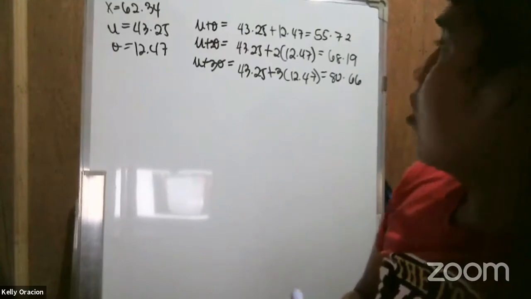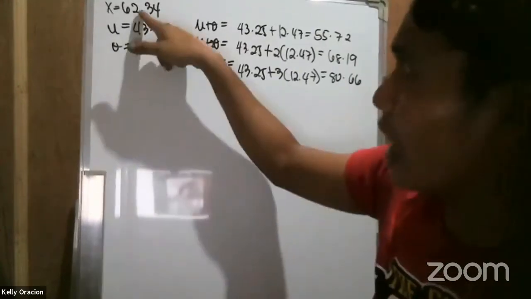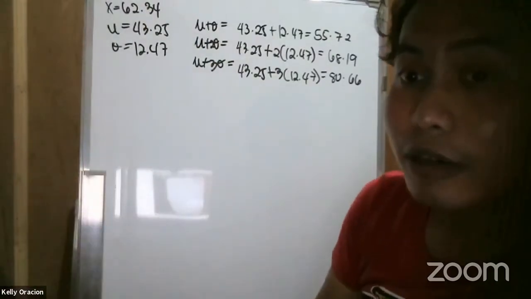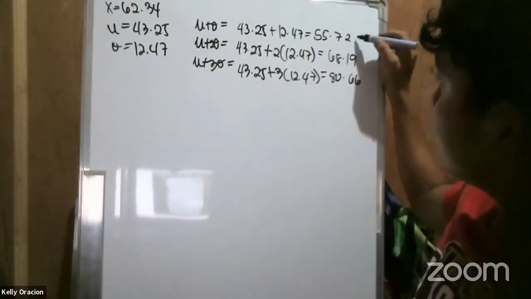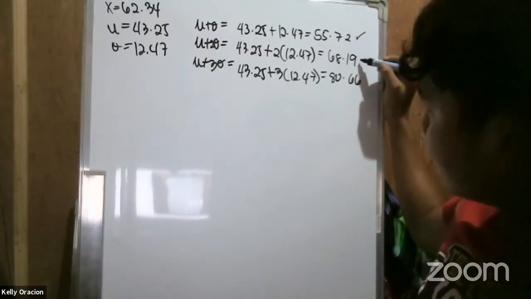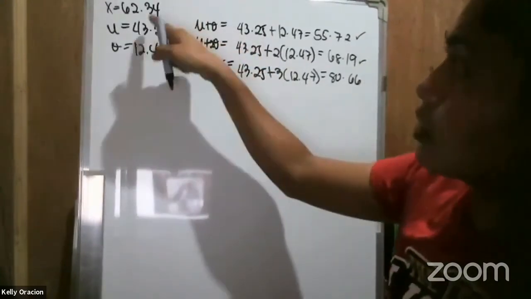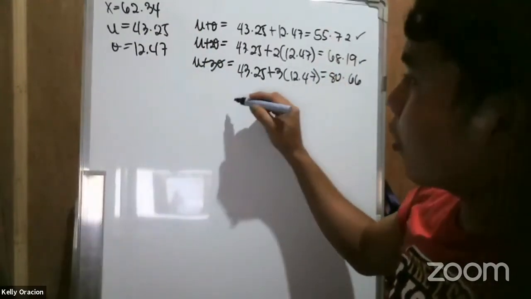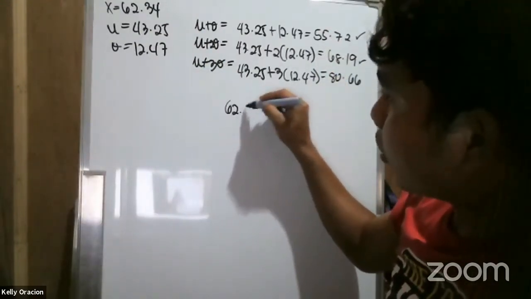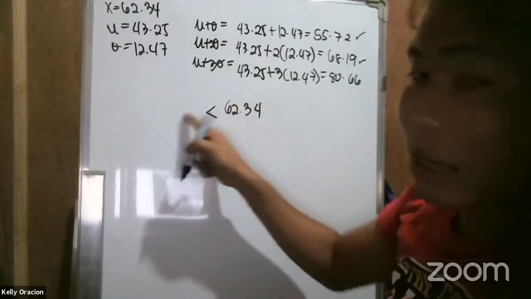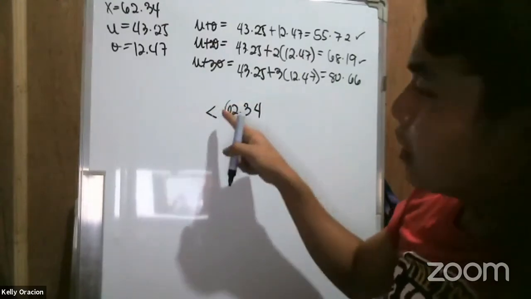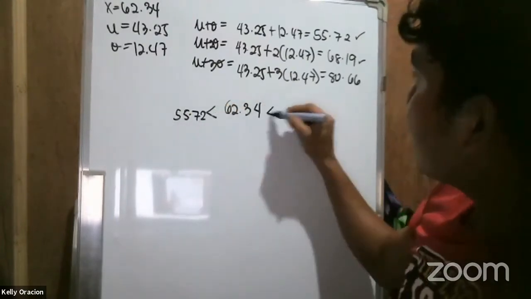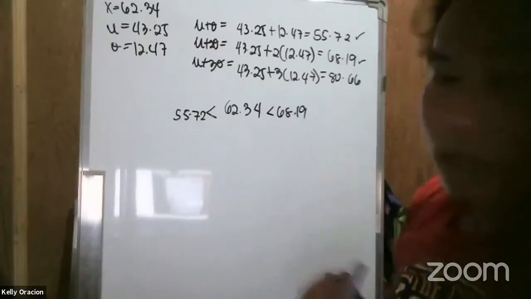Now, the question is, our x is 62.34. Between what numbers is it? Between 55 and 68. Very good. So the 62.34 is the number between these numbers. So we are going to use: 62.34 is greater than 55.72 but less than 68.19.